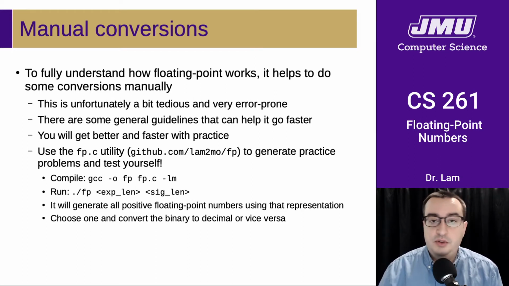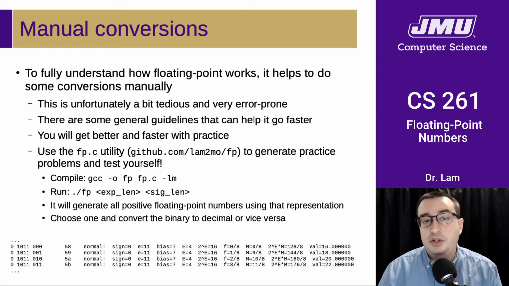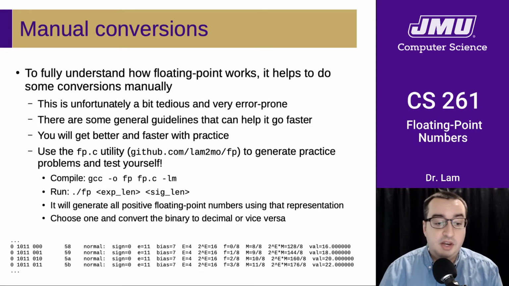You can compile it using the instructions there, and then if you run it and give it 2 integer numbers, it will generate all possible positive floating point numbers using that representation, where the first number is the number of bits for the exponent, and the second is the number of bits for the significand. So it'll give you output that looks like this. If we said, for instance, that we wanted 4 bits for the exponent and 3 bits for the significand, it would give us all possible 8-bit values where we have 1 sign bit, 4 exponent bits, and 3 significand bits.